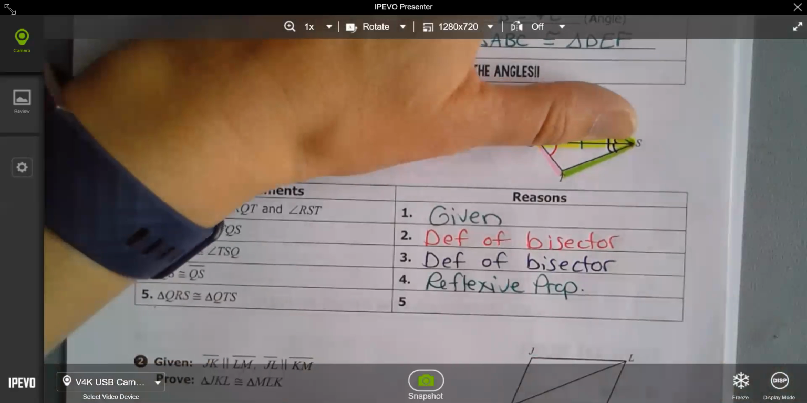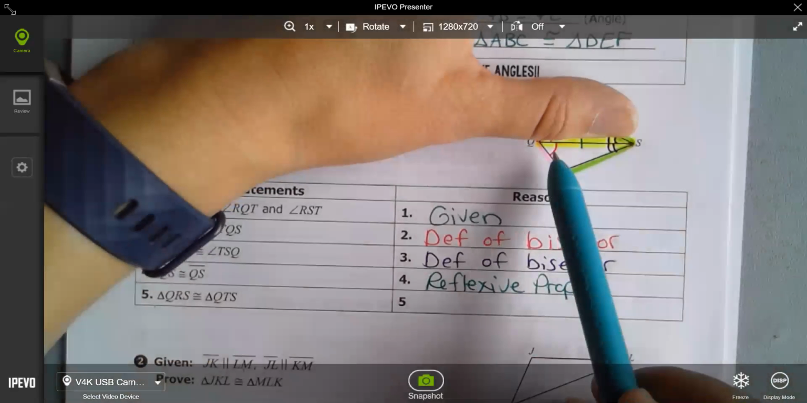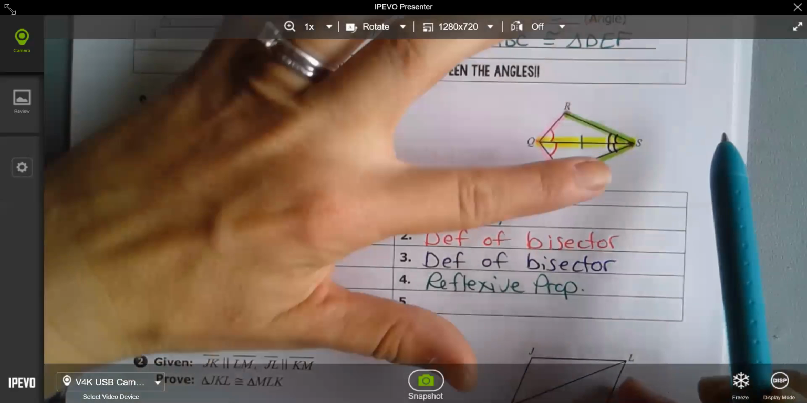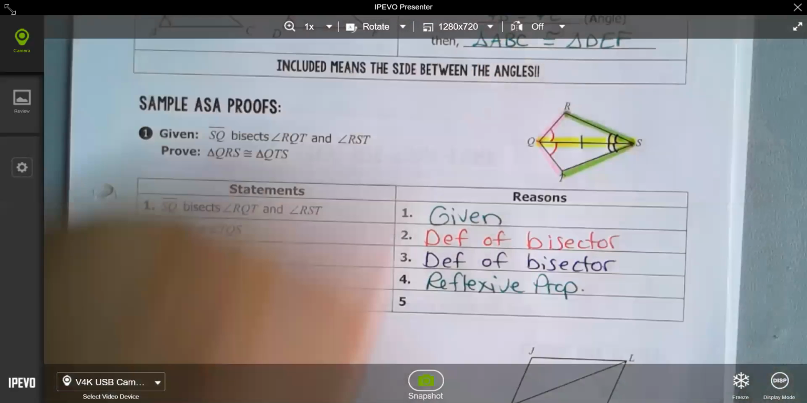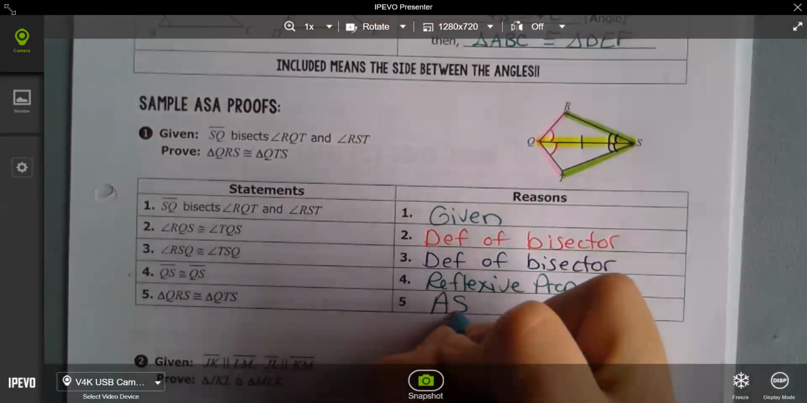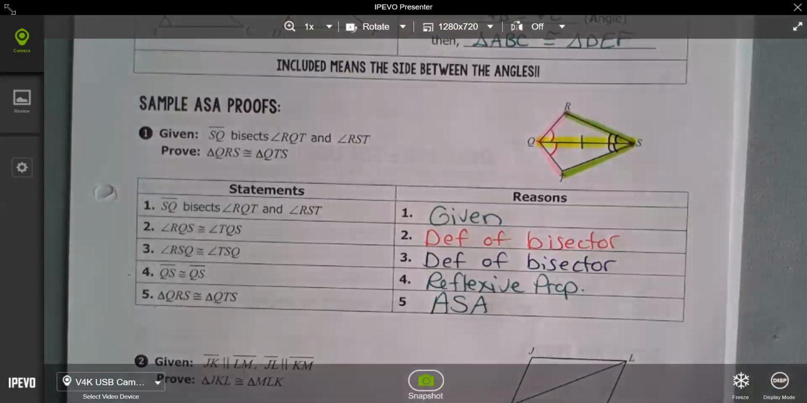Just like yesterday, I'm going to cover up. I'm going to go one at a time. So I have angle, side, angle, angle, side, angle. So it is proven angle, side, angle is what we are using to prove that triangles are congruent.